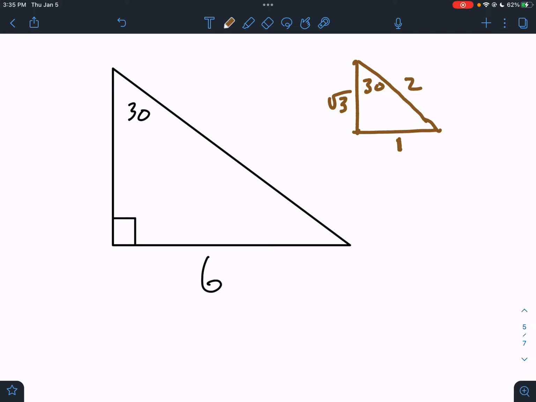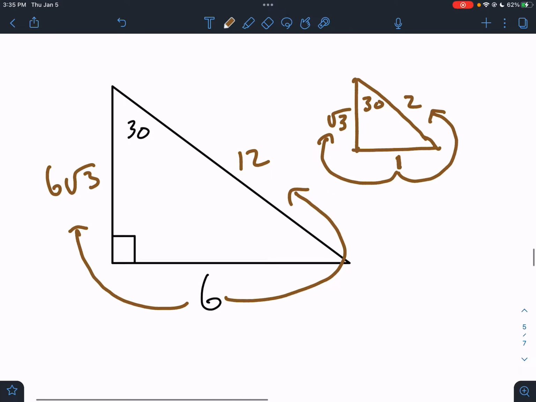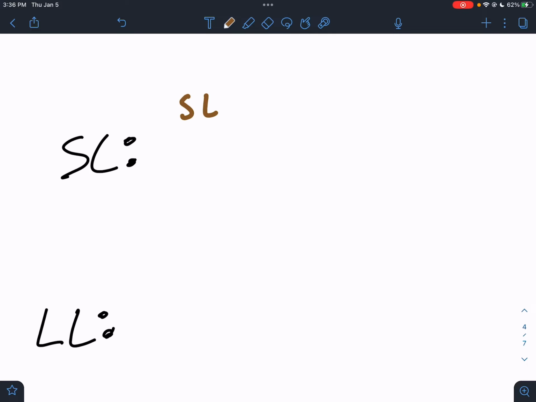Well, if this short leg is 1, how do you go from 1 to root 3? Well, you have to multiply by the square root of 3. So this side would be 6 root 3. How do you go from the short leg to the hypotenuse? Well, the hypotenuse is twice the size. So if you have the short leg, you can make the other 2 sides through multiplication. The long leg is times root 3, and the hypotenuse is times 2. So if I have the short leg, I'm going to multiply it by the square root of 3 to get the long leg. And I'm going to take the short leg and multiply it by 2 to get the hypotenuse.